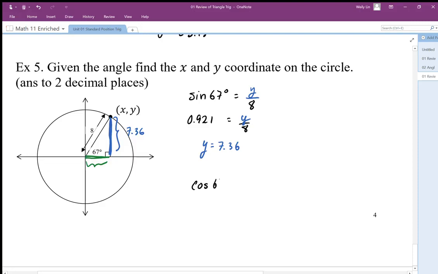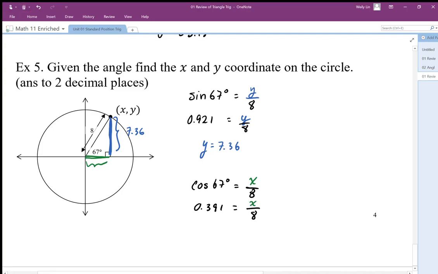So I'm going to show that cosine 67 degrees, that ratio, whatever I get from that when I type it into my calculator, is going to be equal to x over the radius, which is 8. So at this point, I need my calculator. I need to generate from the angle description the ratio description of this shape. Okay, 67, I get 0.391. That's equal to x over 8.